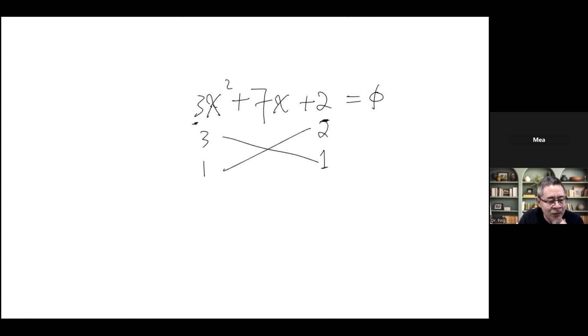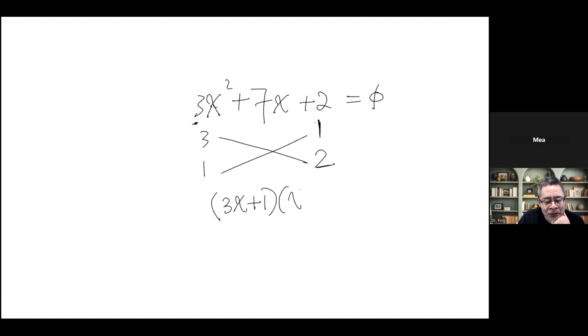And so if we rearrange it, instead of 1, 2, 2, 1, we can write it as 1, 2. And now you can see this times that is 6, this times that is 1, and 1 plus 6 is 7. So therefore, we write this as 3x plus 1 times x plus 2, and that equals 0.